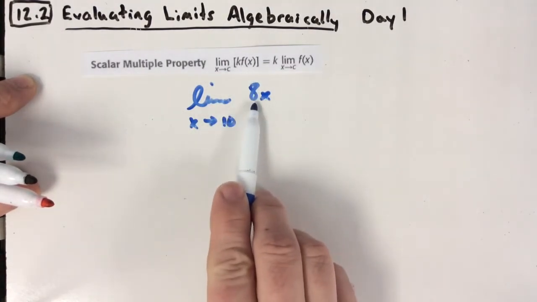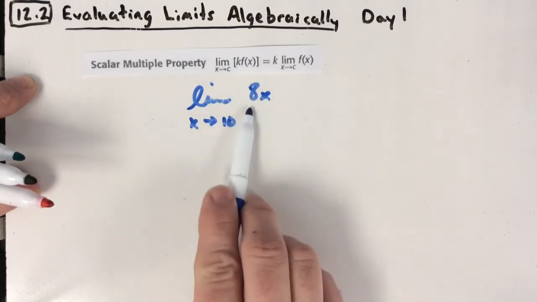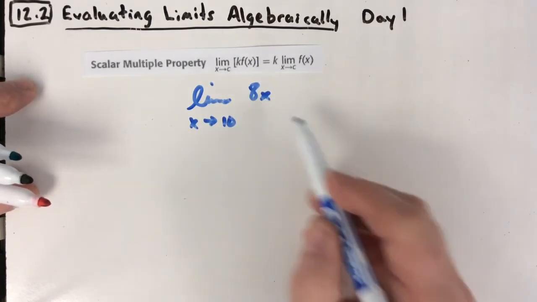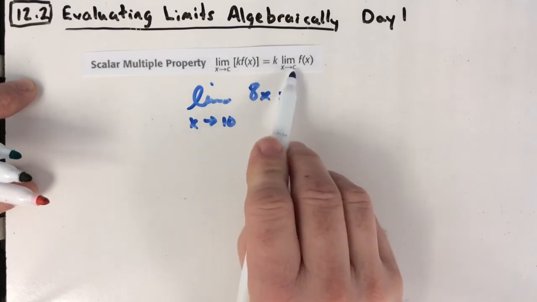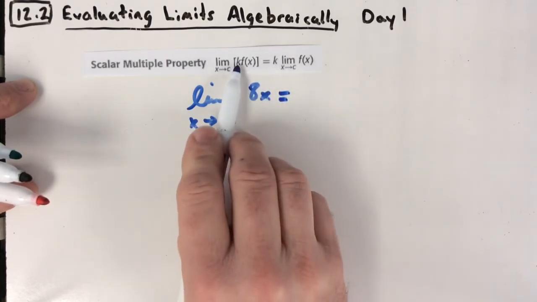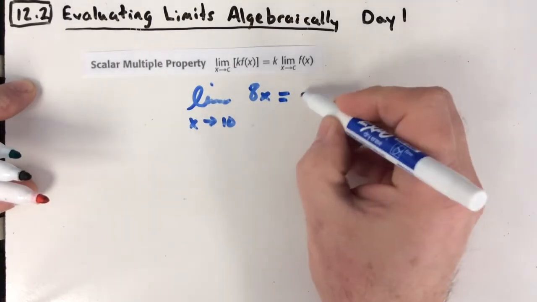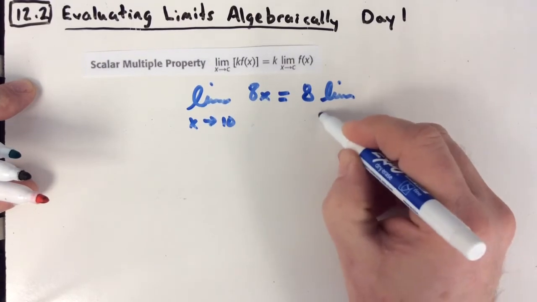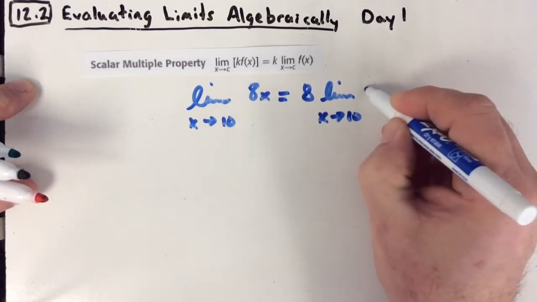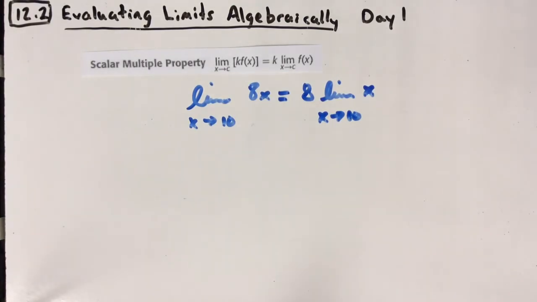So that is like the left side here in the formula. K is a constant, that's like the 8, and then f of x, that could be an x or an x squared, it could be all sorts of different things, but it's going to be a constant times something with a variable. And if you look at what happens on the right side of the equal sign, the constant just comes in front of the limit instead. So the k gets pulled to the front. In this case, we're looking at an 8 as our constant. So it's going to be 8 times the limit as x approaches 10 of x. So that's the scalar multiplication property.